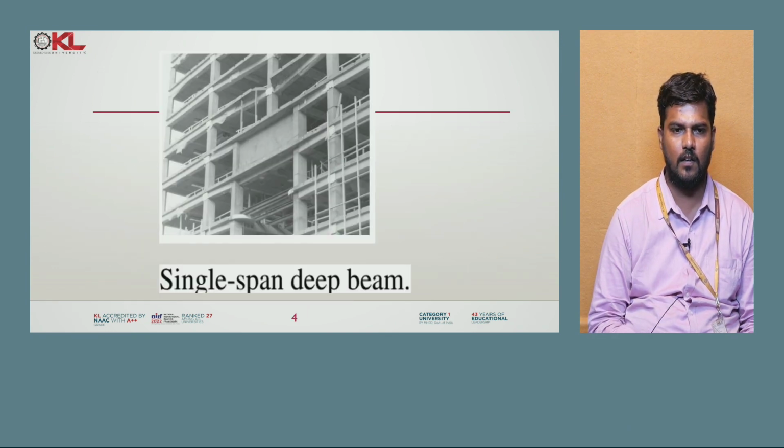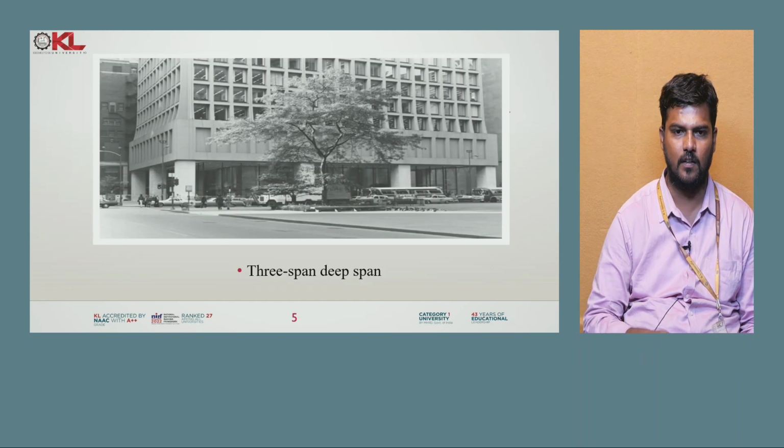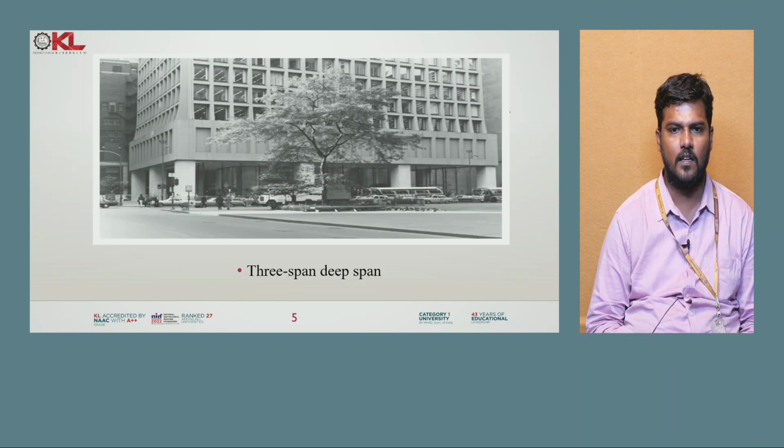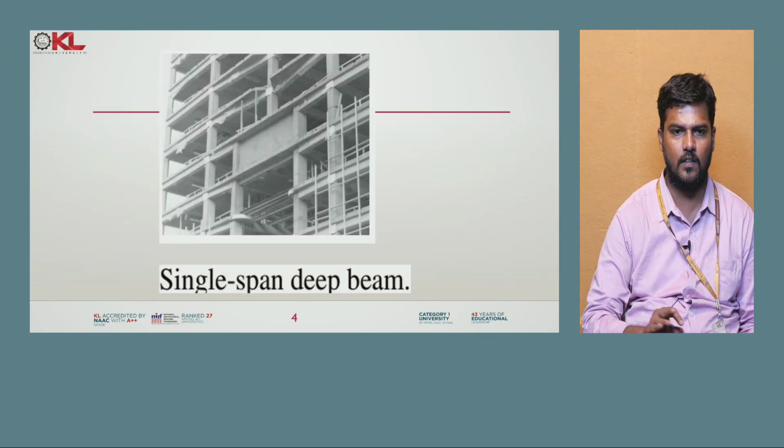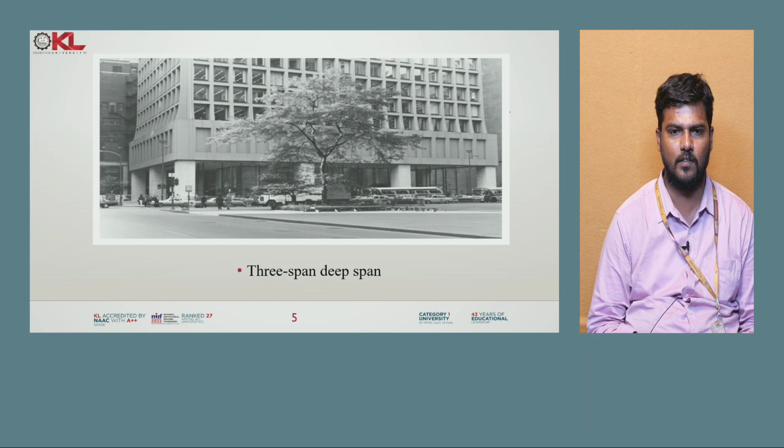And you can see here a single span deep beam in the figure. Then you can see a 3 span deep beam. In the previous figure there is only one span between supports, whereas here, if you consider how many pillars there are, 1, 2, 3 and 4, a total of 4 pillars are there. So this is called a 3 span deep beam.